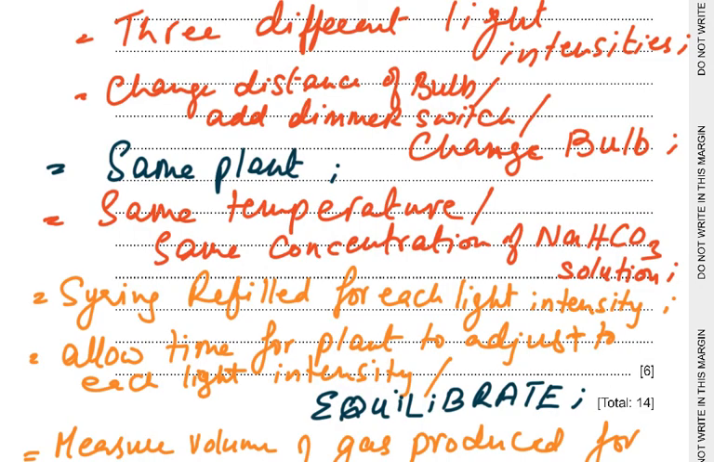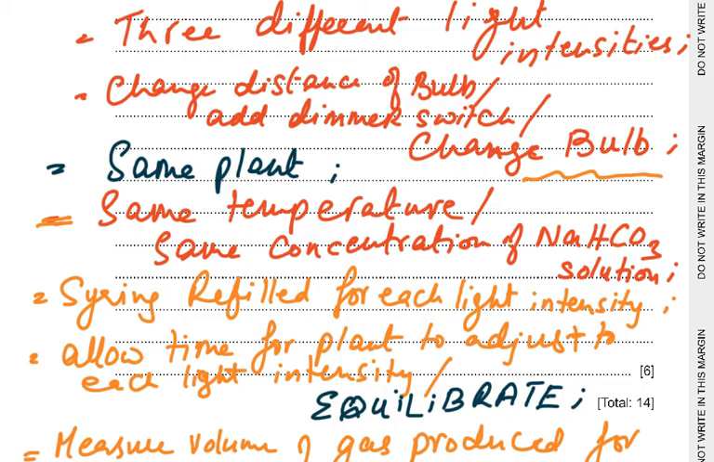So we can see the wordings of it now. Three different light intensities. Change. How would you change the light intensities? Change distance of the bulb, or you add a dimmer switch, or you change the bulb. And I said use a different wattage of the bulb. Then you use the same plant, then you use the same temperature, or you could have said the same concentration of sodium hydrogen carbonate solution. So that is only one mark if you mention temperature and that.